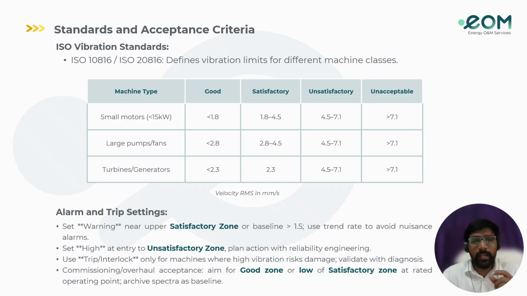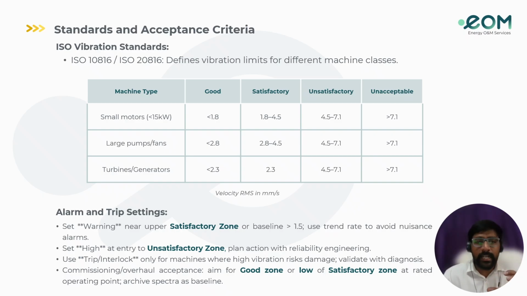ISO vibration standards: ISO 10816, which is legacy, and also ISO 20816, which is the current standard for setting acceptance criteria for the alarm and trip settings as well. Here we have presented it in a table, where we can easily understand the machine type, which is small, large, and for turbines or generators, and divided these values into good, satisfactory, unsatisfactory, and unacceptable zones, where in the table you can clearly visualize and segregate our machine according to the acceptable criteria of the ISO vibration standards.